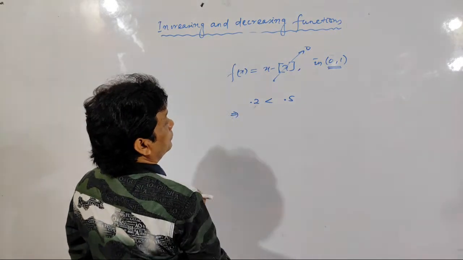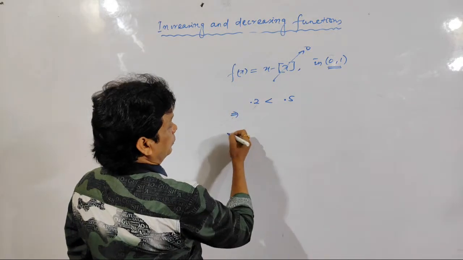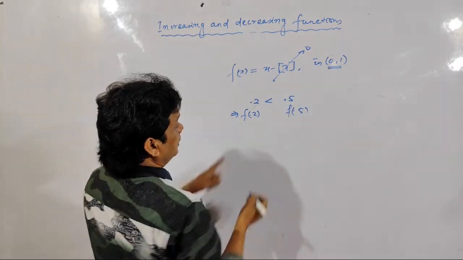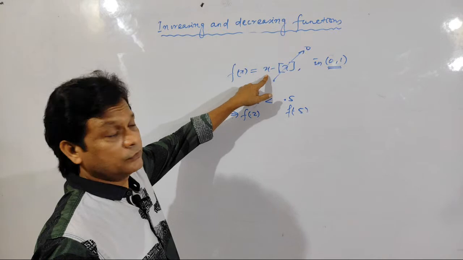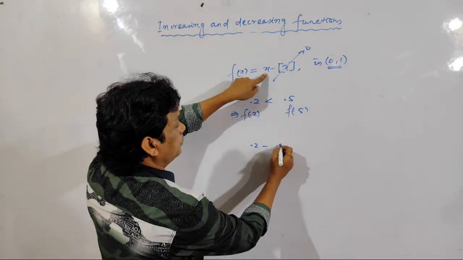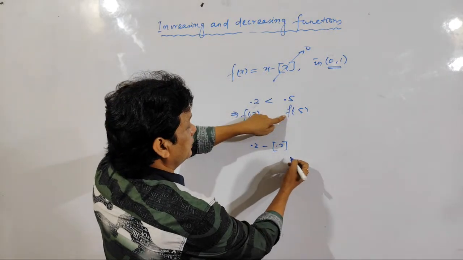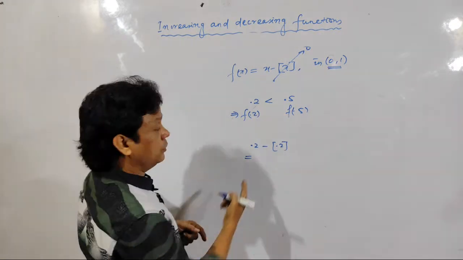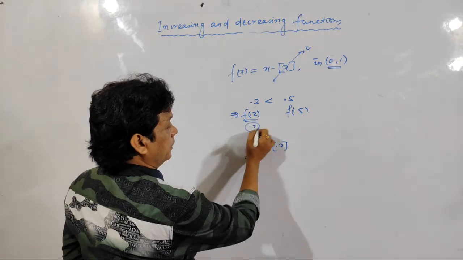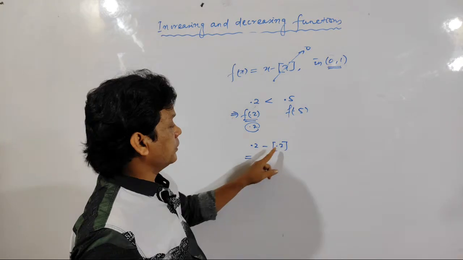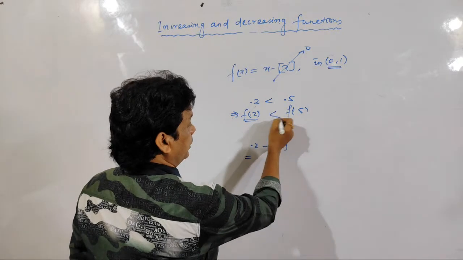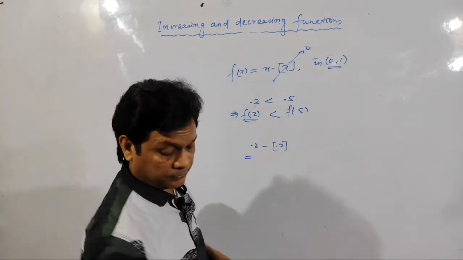So, now f of 0.2 and f of 0.5. Let us check it. f of 0.2 is 0.2 minus bracket of 0.2, and what will be the value of this one? Bracket of 0.2 is 0, so simply 0.2. Clear? And f of 0.5 is 0.5 minus bracket of 0.5, and bracket of 0.5 is 0, so it will become 0.5. So this is 0.2, this is 0.5, so 0.2 is less than 0.5, so it is increasing. Clear?